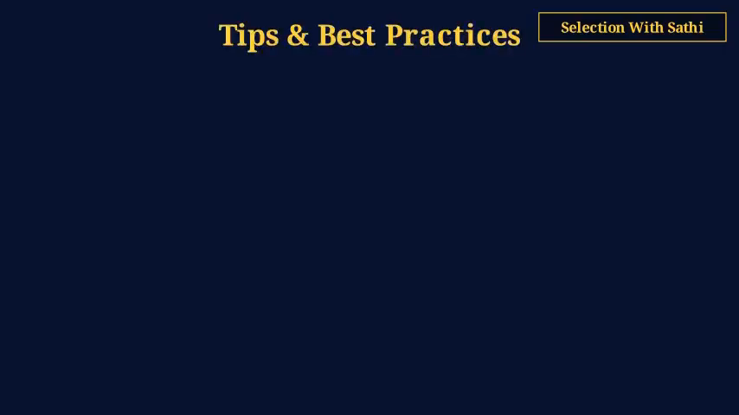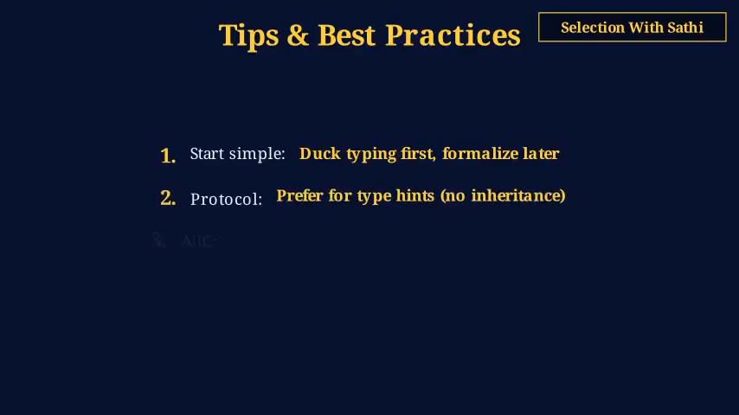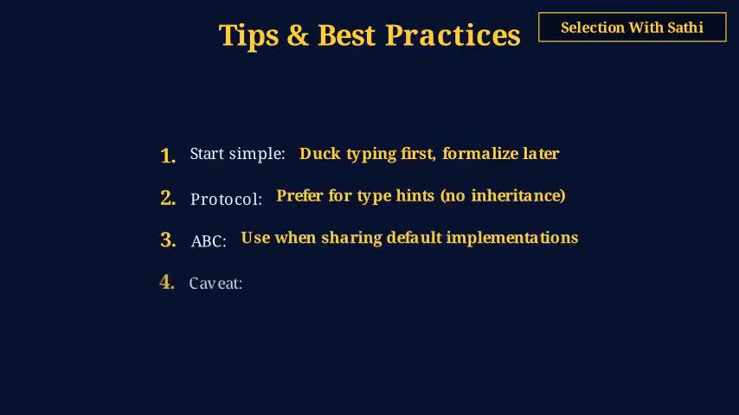Key tips to remember. Start with plain duck typing. Only reach for ABC or protocol when you need the contract. Prefer protocol for type hints. It doesn't force inheritance on callers. Use ABCs when you want to provide default implementations alongside the interface. Remember that runtime_checkable only checks method names, not their signatures or return types.